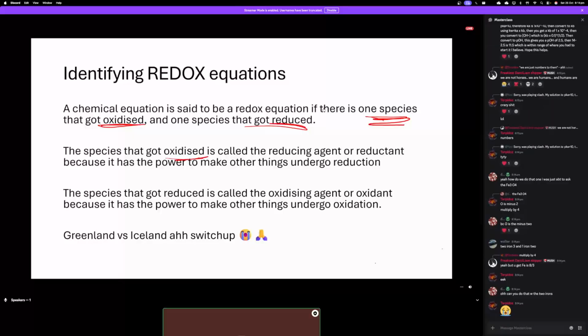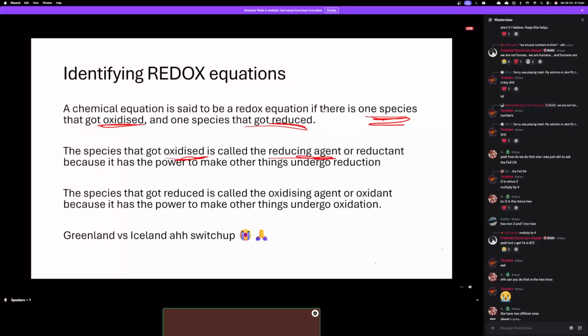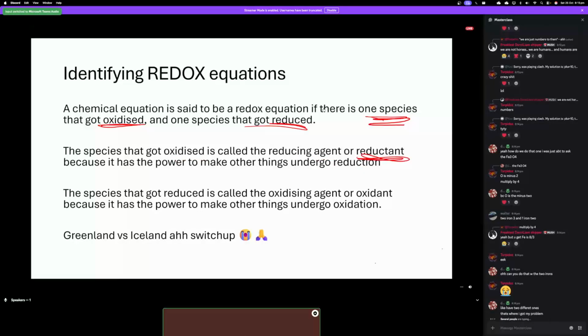The species oxidized is called the reducing agent because it has the power to make the other thing undergo reduction. Right? Sometimes you hear it called a reductant. That is another way to say it.